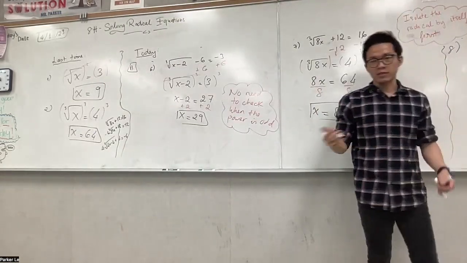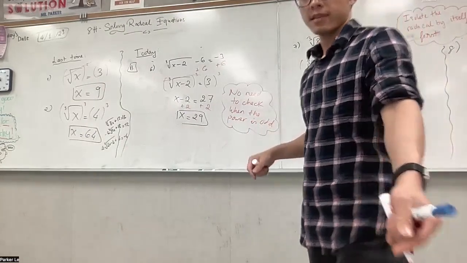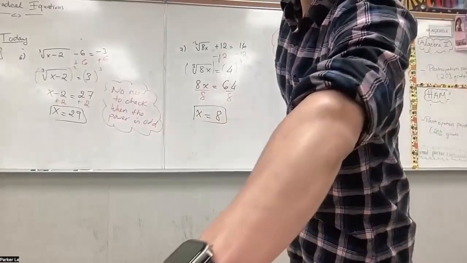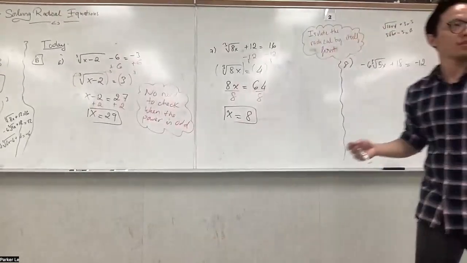The thing about when you have a square, then you have plus and minus. But then the cube, you don't need the plus and minus. The same thing here. When it is square, then you need to check. If it's odd, then you don't need to check.